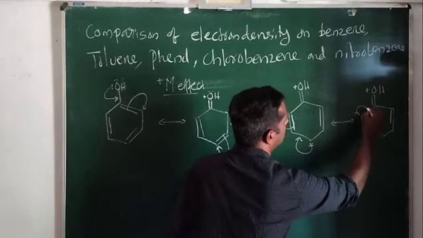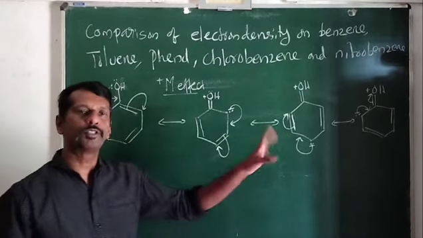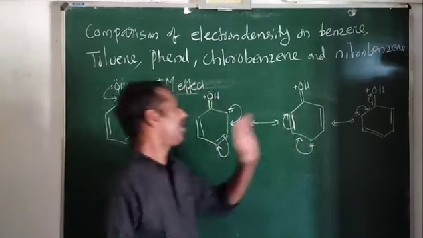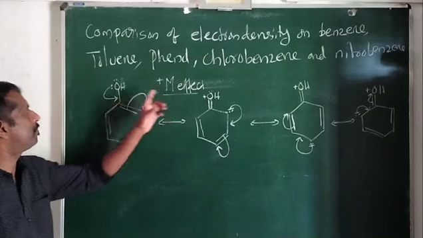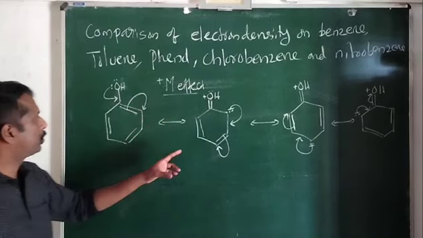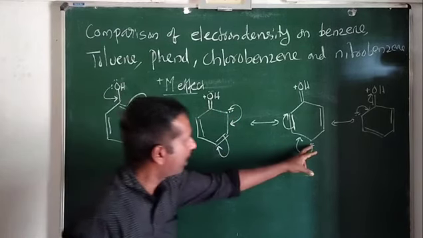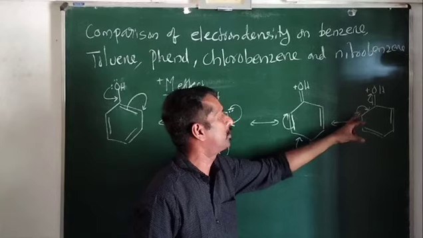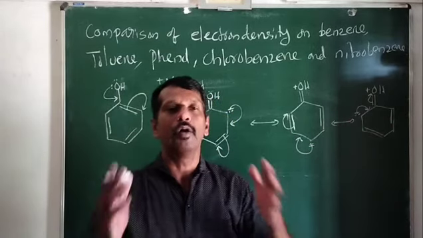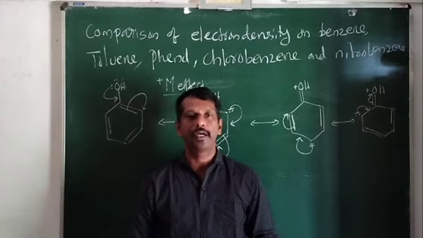This pair of electrons will be shifted to here. This will go back, and the positive charge is removed. Again, here also you can see that because of the plus M effect of the OH group, this is ortho position, this is para position, this is para position, and this one is ortho position. Again, we can see that the ortho and para positions are negatively charged.